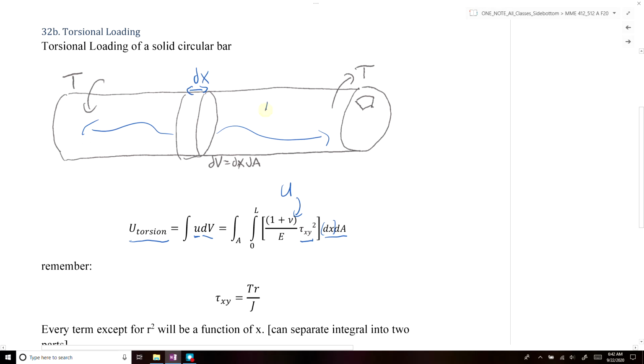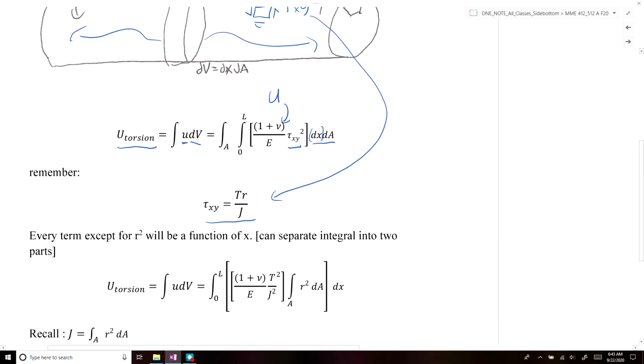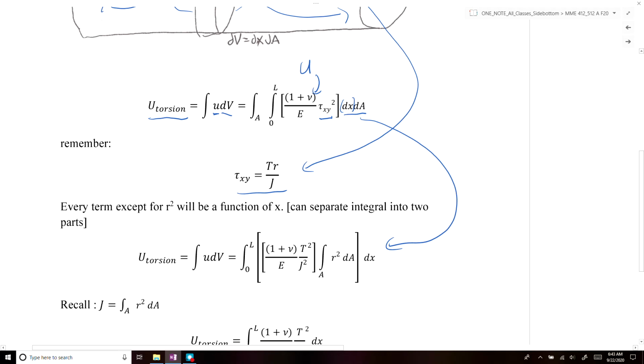Okay, so this torsional loading, if we look at it, is going to create a stress on our system, tau xy, here on the bar. We know that for a torsional loading, tau xy is going to be equal to the torque applied at both ends of the bar times the radius divided by the polar moment of inertia of the bar. So if we plug in the equation for tau xy, we end up getting that the torsional energy is going to be equal to this integral here.